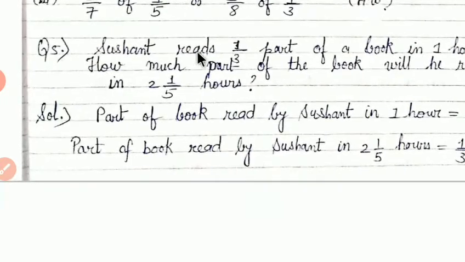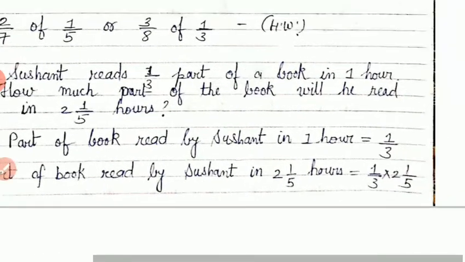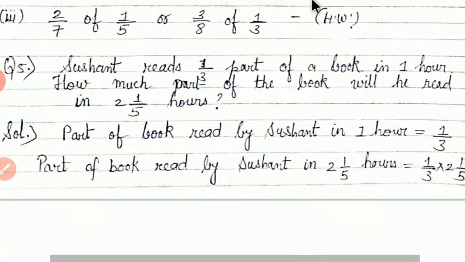Question number 5. Sushant reads 1 by 3 part of a book in 1 hour. How much part of the book will he read in 2 1 by 5 hours? Here you can see the word problems are given with fraction numbers. As we have seen before, if you read 2 chapters in 1 hour, then in 5 hours how many chapters will you read? Directly we will multiply 2 into 5, means 10 chapters. Like this we have to find for fractions.